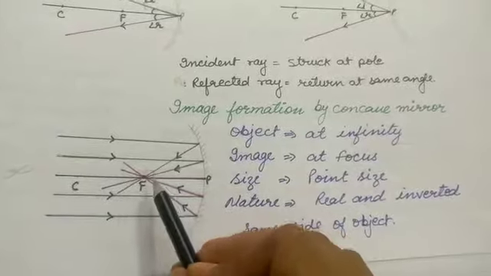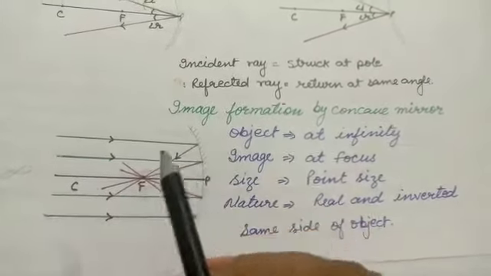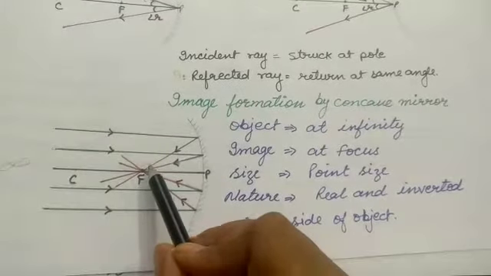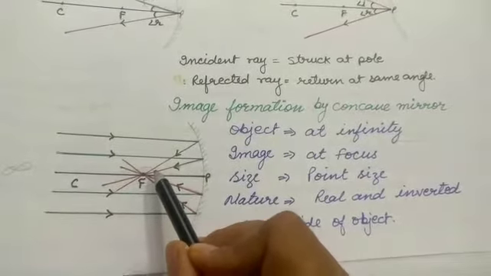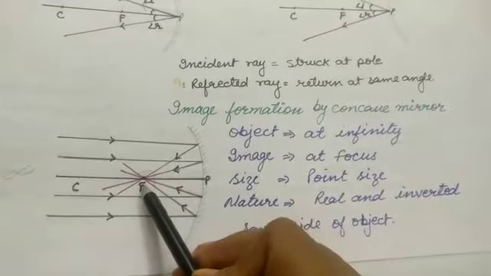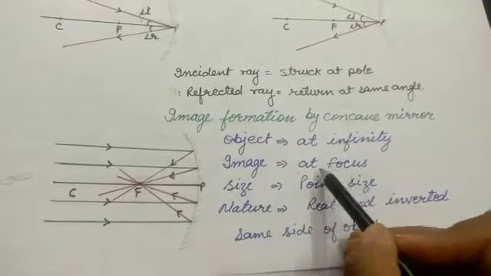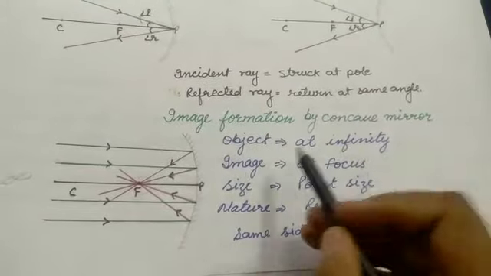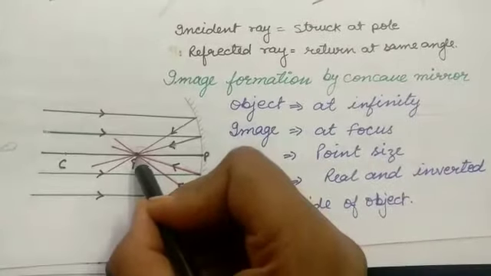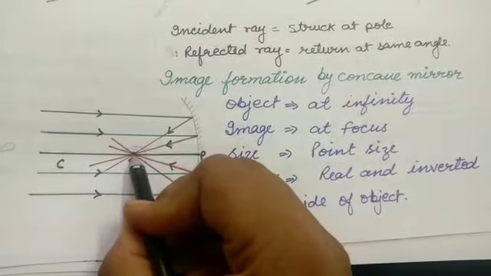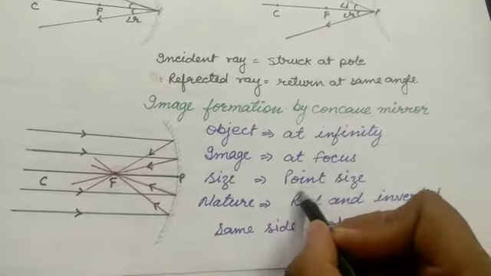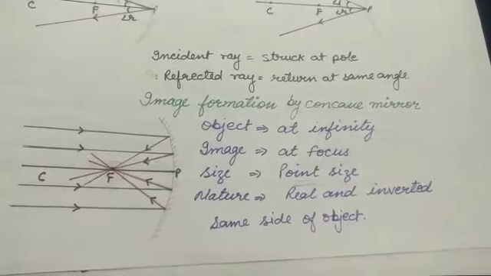This you have to keep in mind: where all the reflected rays intersect each other, at that point the image is formed. In this case the reflected rays are intersecting at the focus, so the image will be formed at the focus point. Now what will be the size of the image? You can see easily, only a dot I have made. This dot is showing the image size. So we will say that the size of the image is point size. Only a point size image will be formed here.